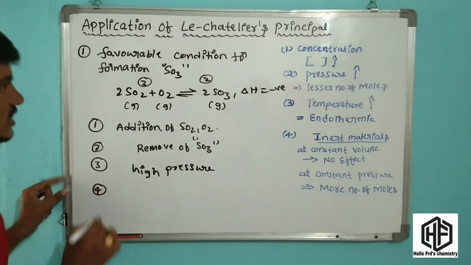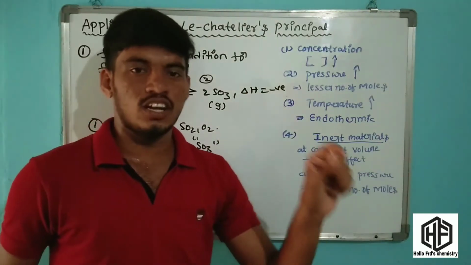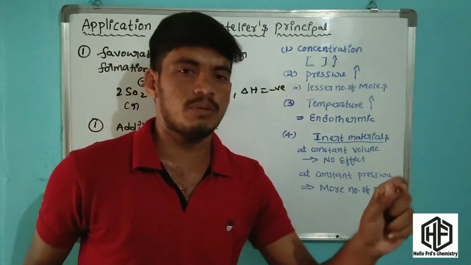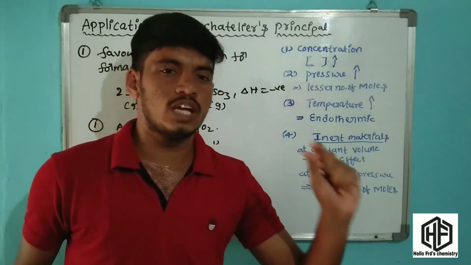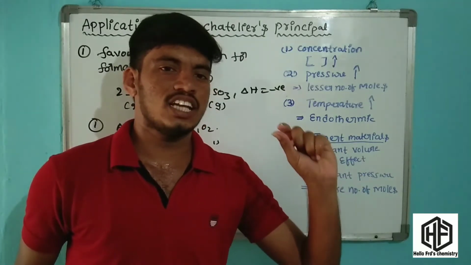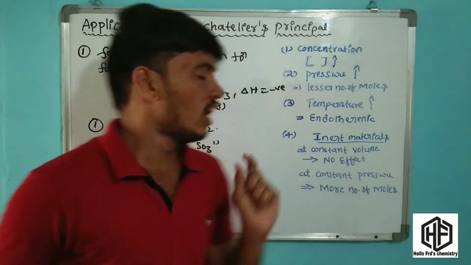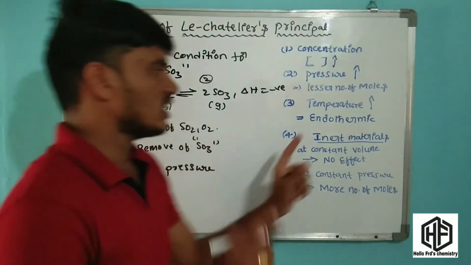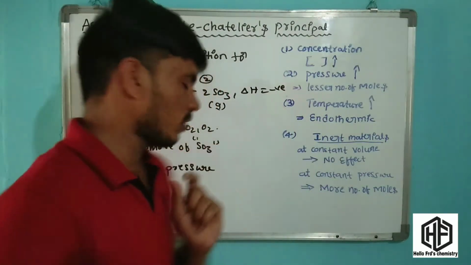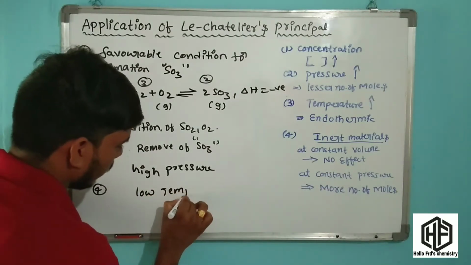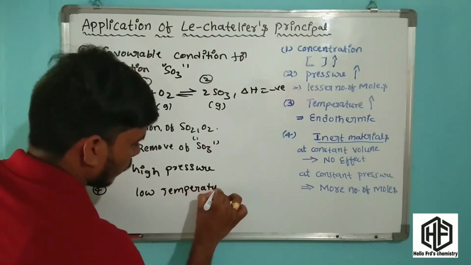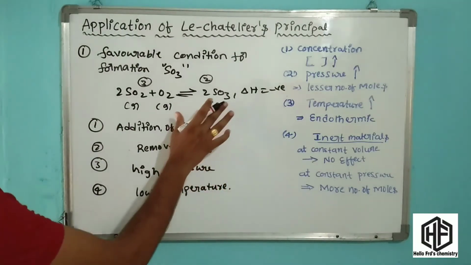And the fourth one is that this is an exothermic reaction. Friends, it releases heat to the surroundings. In the forward direction, the exothermic reaction is present, so the favorable condition is low temperature. Friends, low temperature is favorable. This is clear, friends.